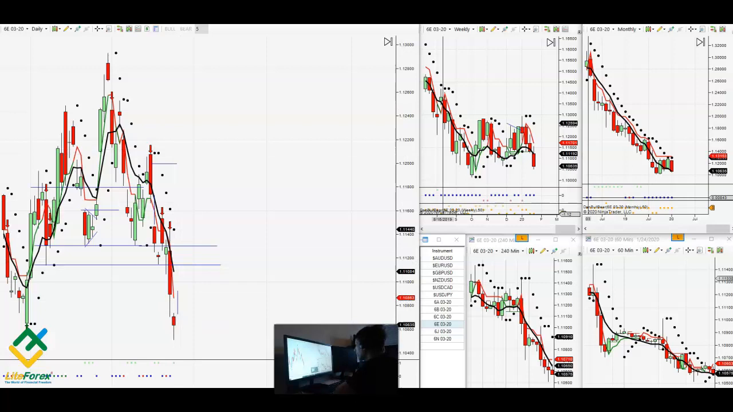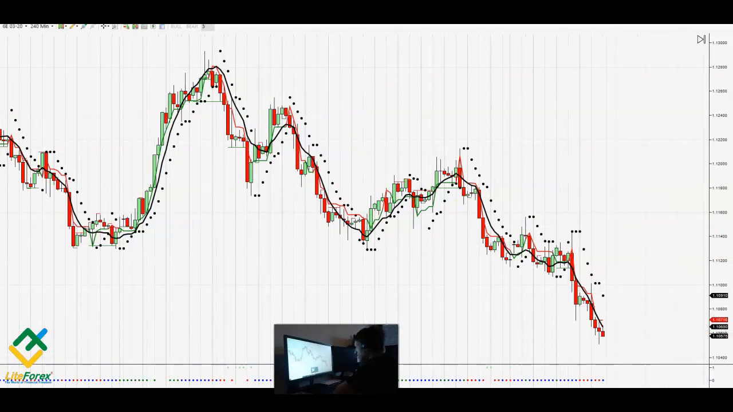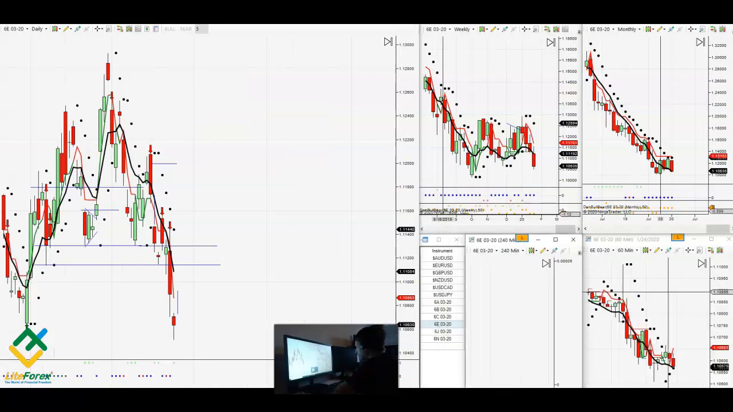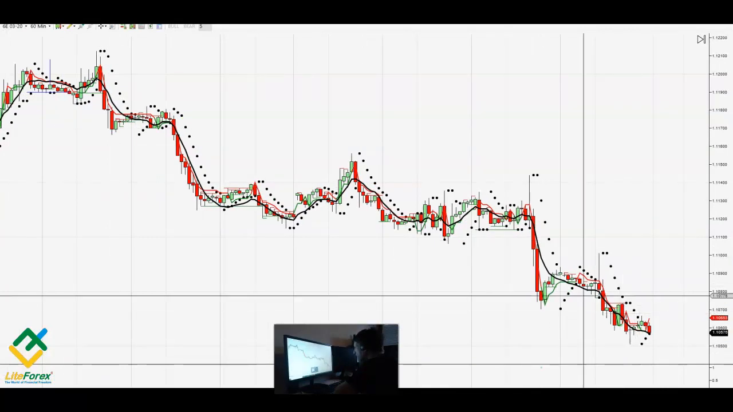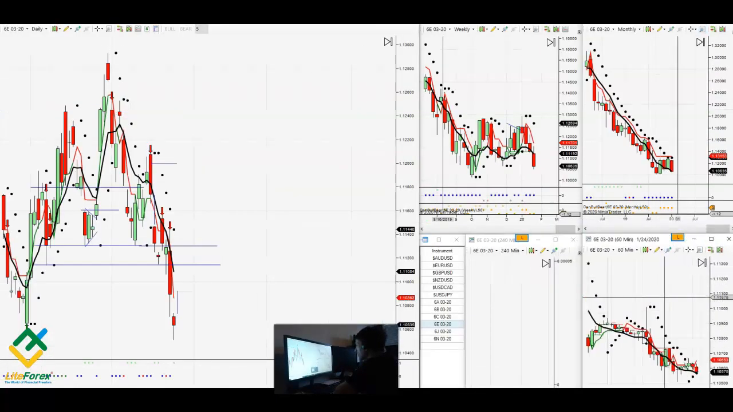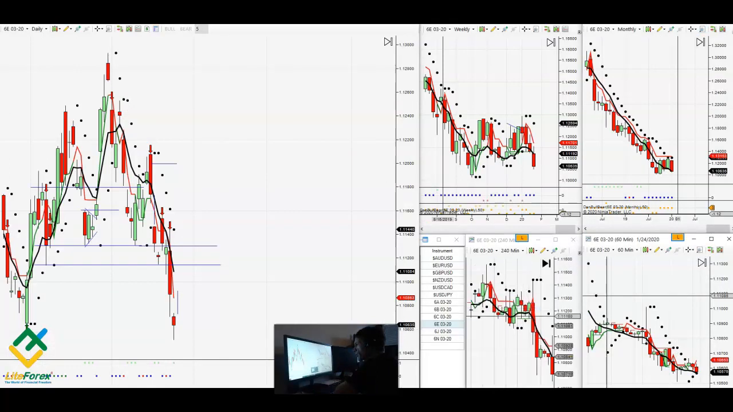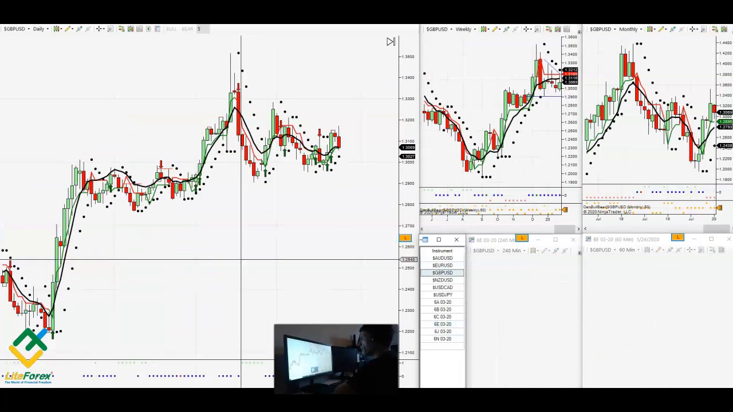But I'm expecting a bounce. Look for a rebound. Let's take a look at the 240. It's definitely looking bearish on the 240. We're definitely looking bearish, but I'm expecting a rebound on the Euro USD. Okay, on to the pound.